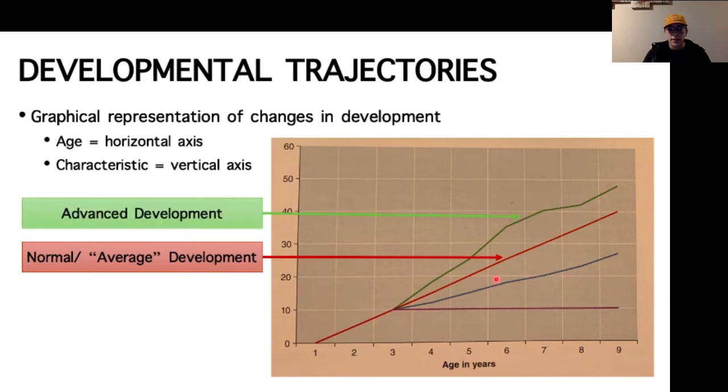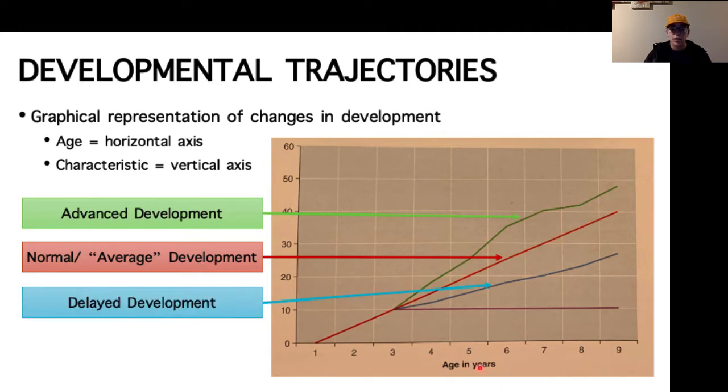The next type of trajectory we would see is advanced development. So somebody who has a higher level of performance in a certain characteristic, or let's say this was a height chart. Height charts are not linear, but for the sake of the example, somebody who is taller than the average person at the same age. Trajectories above the norm are advanced development. Trajectories below the norm would be delayed development.